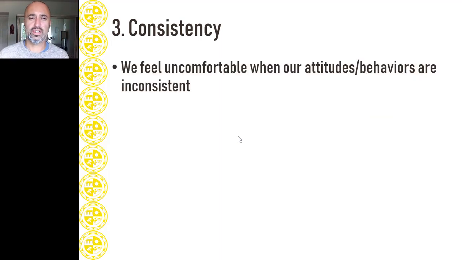Third principle is consistency. So we tend to feel uncomfortable when our attitudes and behaviors are inconsistent with each other, or when our attitudes are inconsistent with other attitudes that we hold, or when our past behaviors are inconsistent with our present or future behaviors. So this is a principle called cognitive dissonance that you may have heard of. And understanding that people want to feel like they're consistent allows you to exert influence on people.